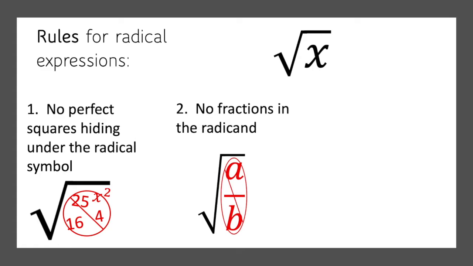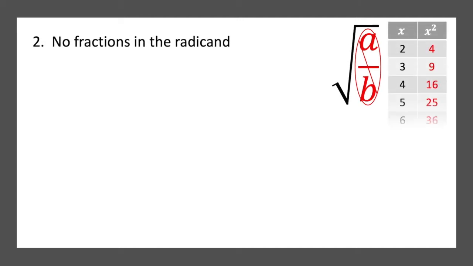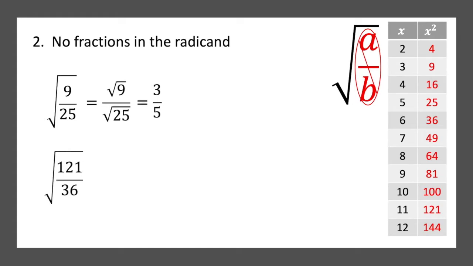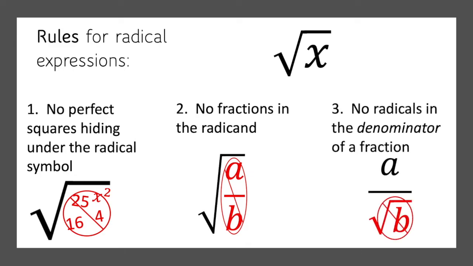Let's talk about rule number 2. No fractions in the radicand. Again, we'll pull up our table of perfect squares. And our first example is the square root of 9 over 25. Can't have that. But we can break it up into the square root of 9 divided by the square root of 25. Well, the square root of 9 is 3, and the square root of 25 is 5. How about the square root of 121 over 36? Square root of 121 divided by the square root of 36 is 11 over 6. We're going to do more with that in just a minute. But right now we need to work on rule number 3. No radicals in the denominator of a fraction.